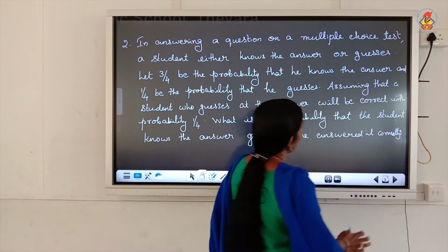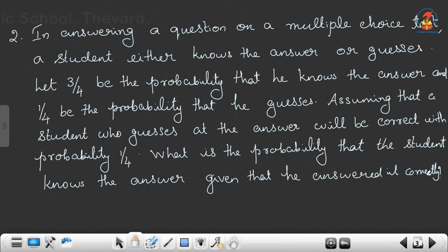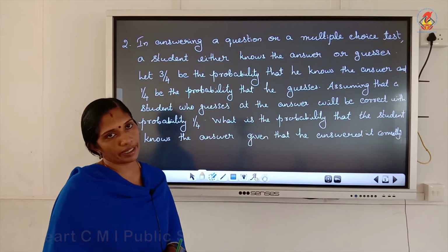Now, the question number 2. In answering a question on a multiple choice test, a student either knows the answer or guesses. Let 3 by 4 be the probability that he knows the answer and 1 by 4 be the probability that he guesses. Assuming that a student who guesses at the answer will be correct with the probability 1 by 4. What is the probability that the student knows the answer given that he answered it correctly?